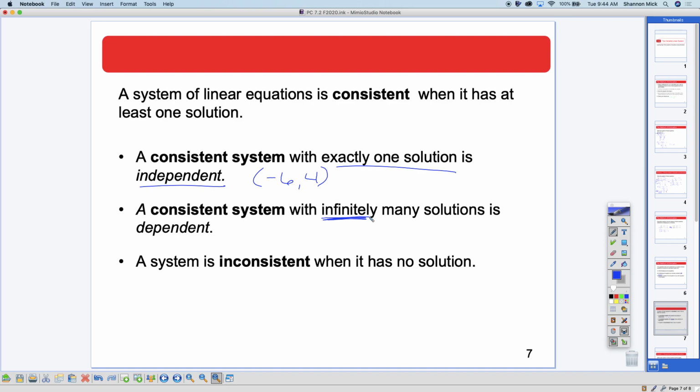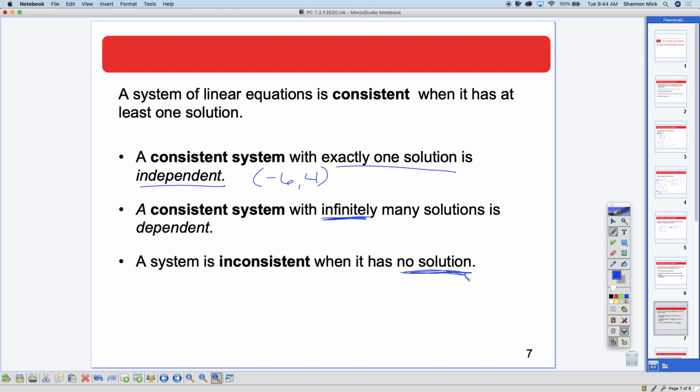A system is inconsistent when it has what? No solution. So we will start writing inconsistent rather than no solution. I will take both, but the book will only say it's inconsistent. So no solution means it's inconsistent. And if you think about it, consistent has at least one solution. Inconsistent has no solution. It's not a hard concept to grasp.